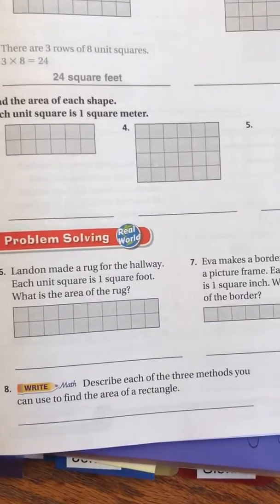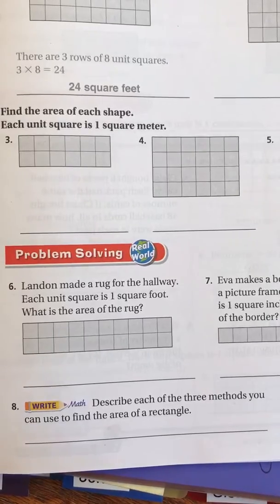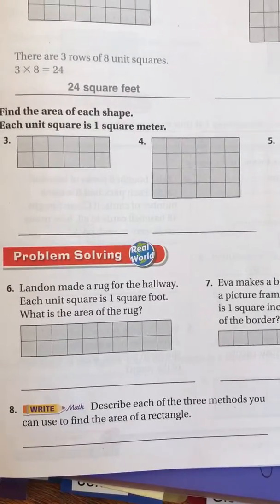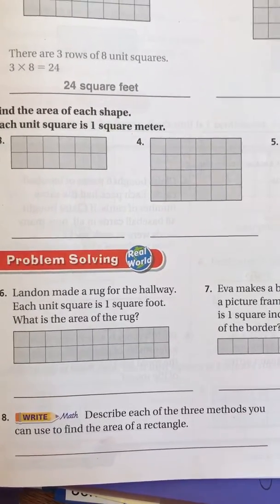And then for number 8, it says describe each of the 3 methods you can use to find the area of a rectangle. It's just like what we did on the first page. You can count each square, you can use repeated addition, or you can multiply.